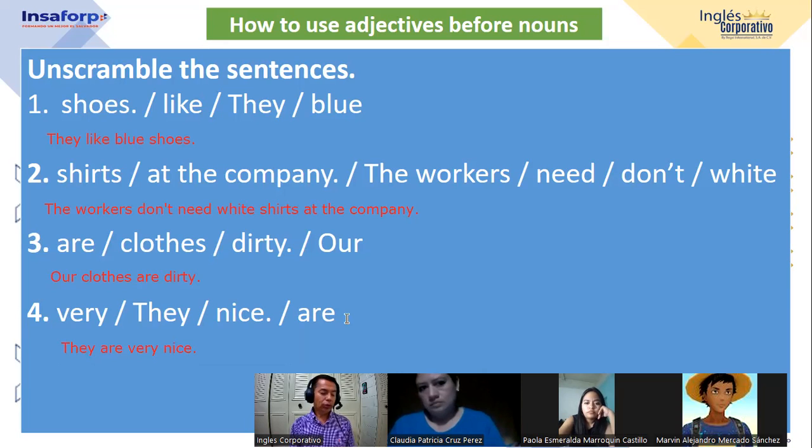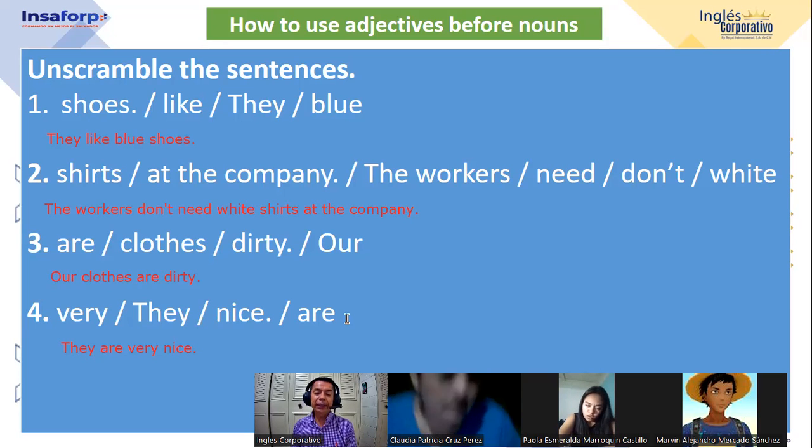Now, repeat after me, please. They like blue shoes. The workers don't need white shirts at the company. Our clothes are dirty. They are very nice.